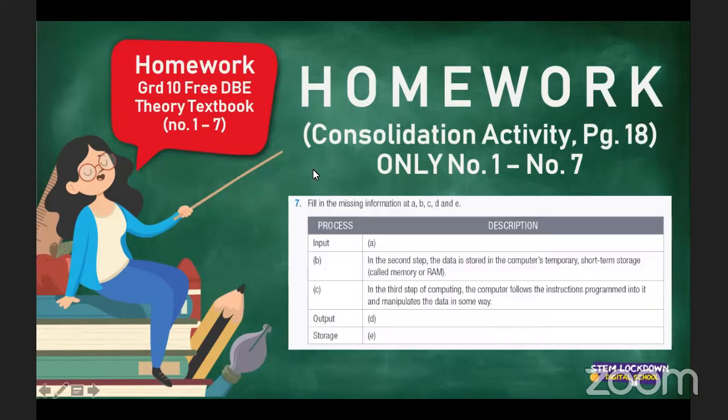Okay, cool. So let's look at number 7. Number 7 wants you to say, if the process is input, what would the description of that be? The description is, in the second step, the data is stored in the computer's temporary short-term storage called RAM. What would that be? I'm not going to go through this one for now, let's start finishing up. That's your homework for me. Please look at number 1 to number 7. I'll go through that with you.